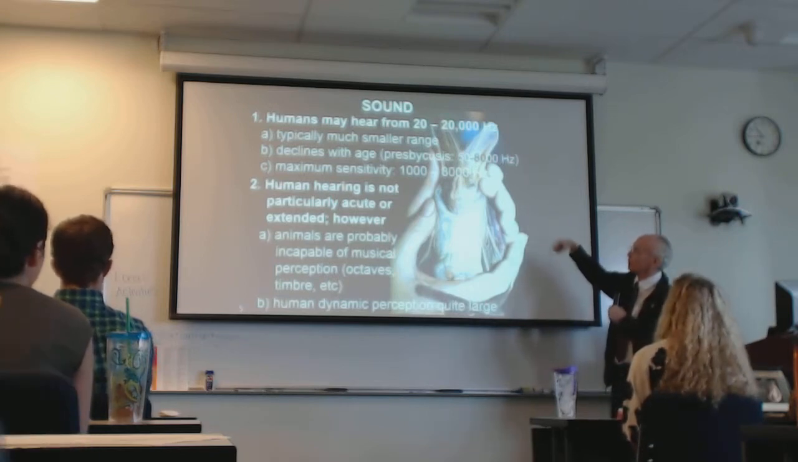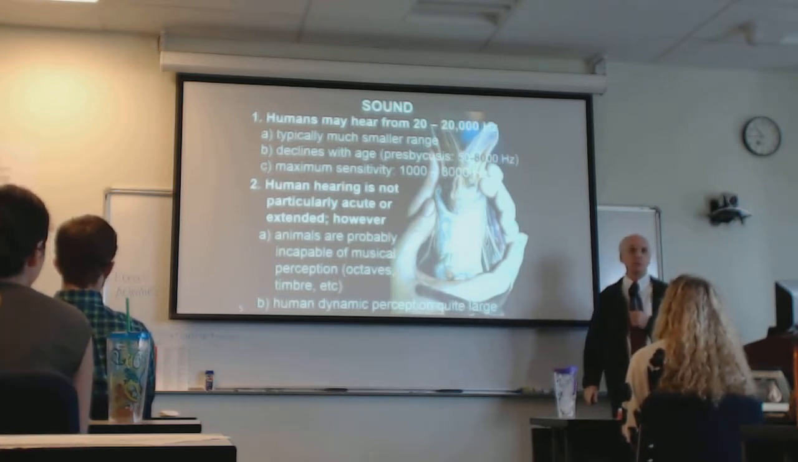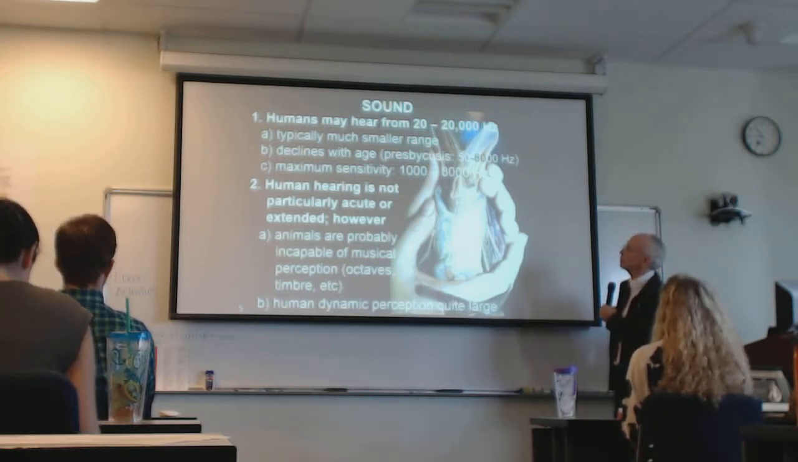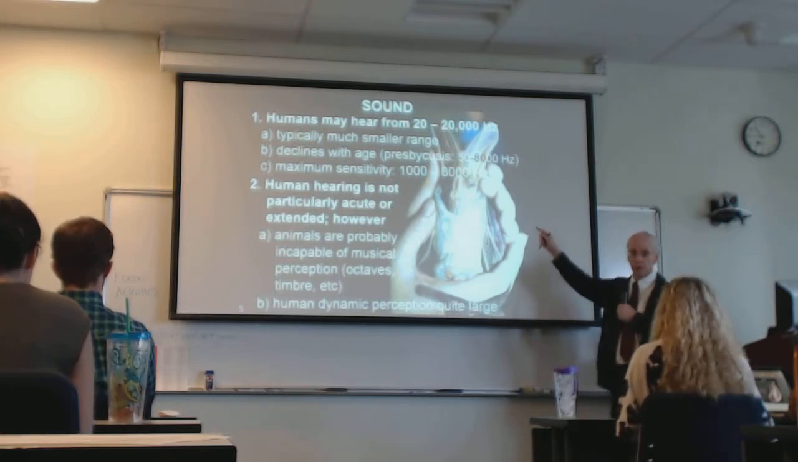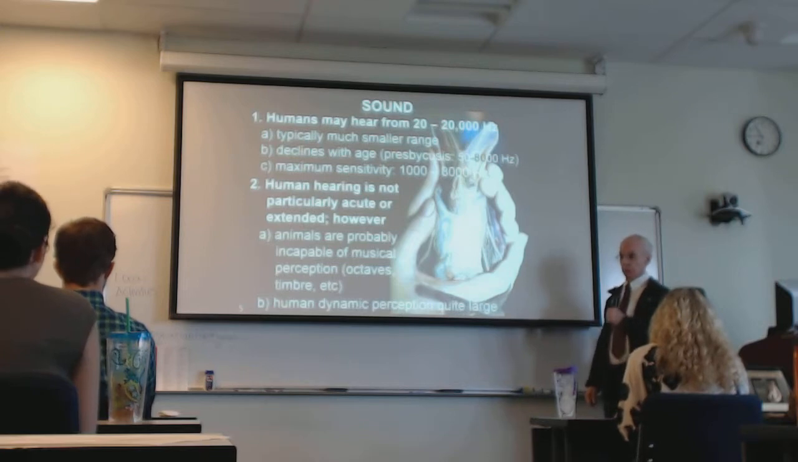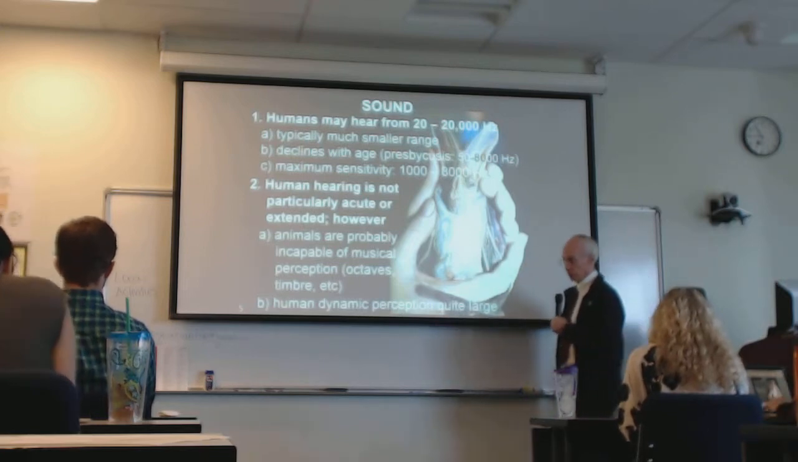Typically, most of us have a functional range from about 40 to maybe 14,000 hertz, I think, for the average person. And then we talked about vision: hearing declines with age, not merely in terms of frequency discrimination, but also in many other ways.